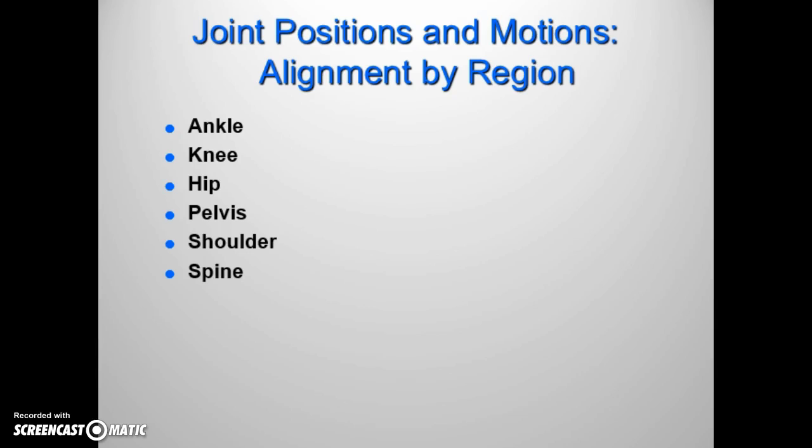Other things you're going to look at in terms of posture are the ankle. When the person is standing, the ankle should be in 0 degrees of dorsiflexion and plantar flexion. From a lateral view, the line of reference should pass just anterior to the lateral malleolus, as I talked about before. And you need to look at the knee, the hip, the pelvis, the shoulder, and the spine.